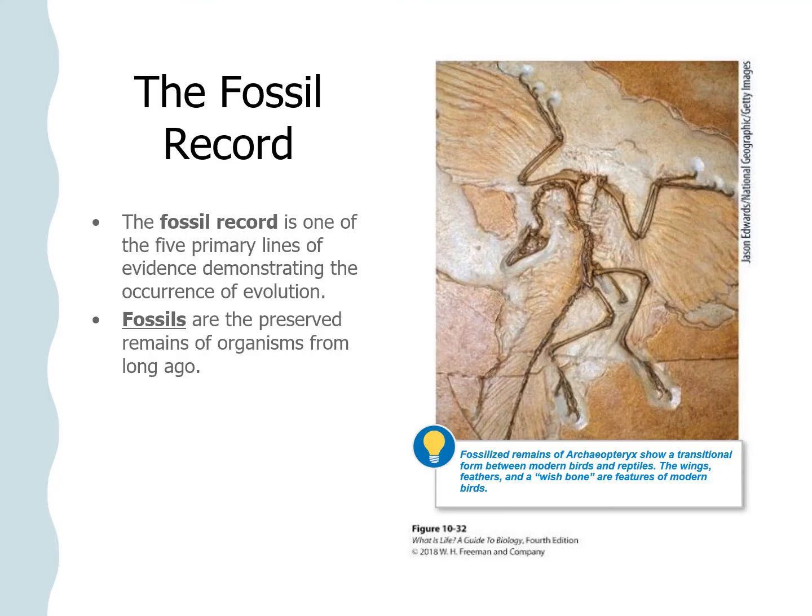So the fossil record is one of the 5 primary lines of evidence demonstrating the occurrence of evolution. Fossils are the preserved remains of organisms from long ago. And we can see a pretty good lineage of animals based on the fossil record.